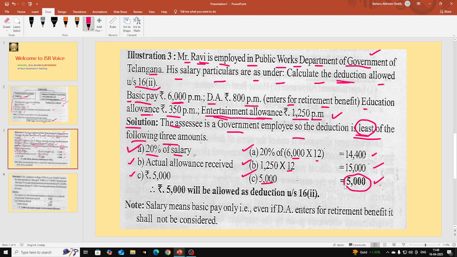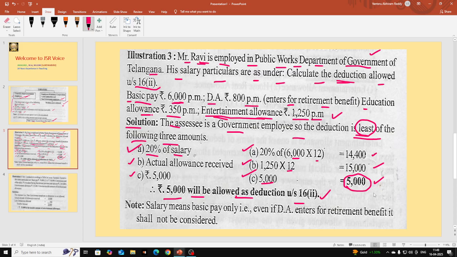So how do you select it? By drawing a circle around this. They just highlighted and darkened that, but you have to circle it in your notes. So we are going to select 5,000 because that is the least out of these three. So the deduction is how much? 5,000 will be allowed as deduction under section 16 subsection 2.